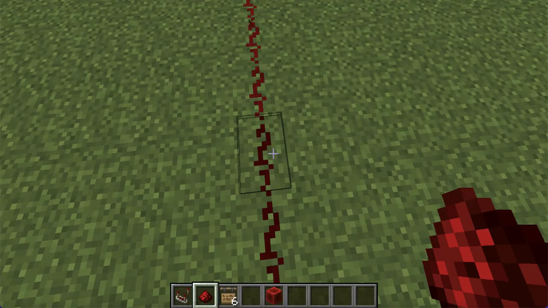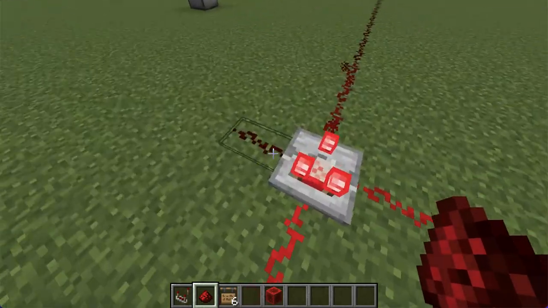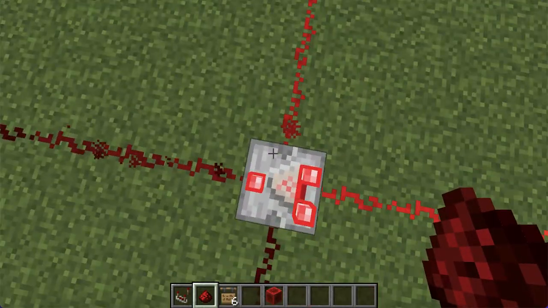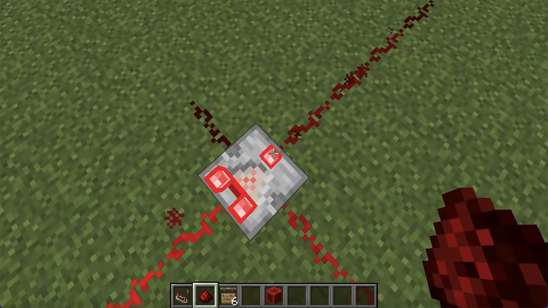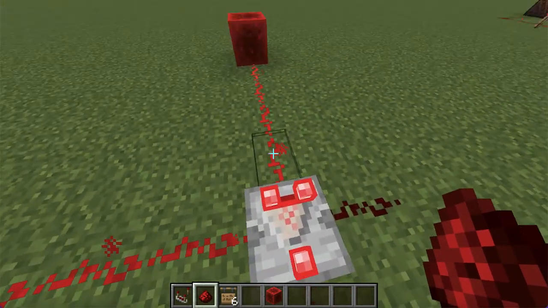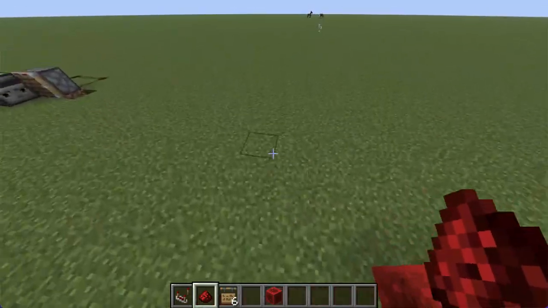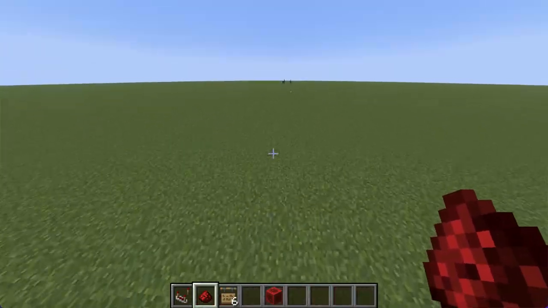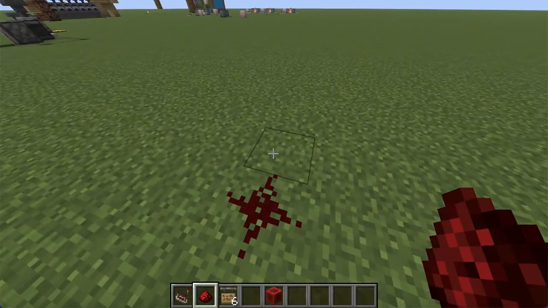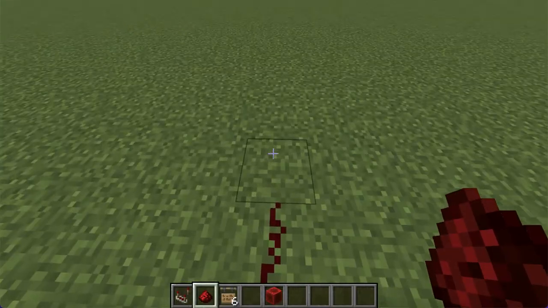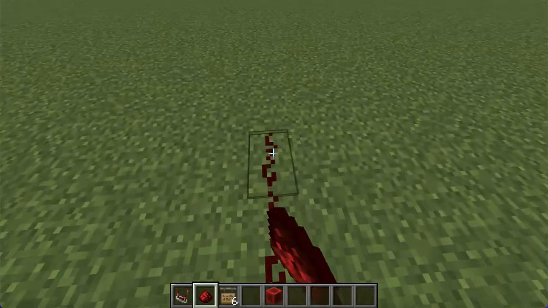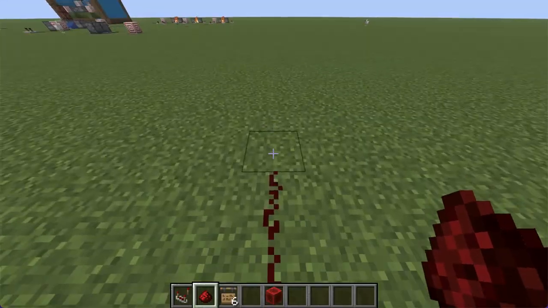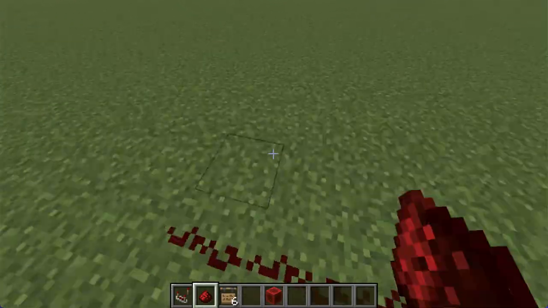So what did I just do? What am I talking about? Basically, a comparator has two roles. It can compare or it can subtract. We are on subtract mode because this light is on. When this light is off, it's in compare mode. When this light is on, it's in subtract mode. This line, now redstone, has signals up to 15. 15, 14, 13, 12, 11, 10, and so forth. 9, 8, 7, 6, 5, 4, 3, 2, 1. 0 for the sake of it.